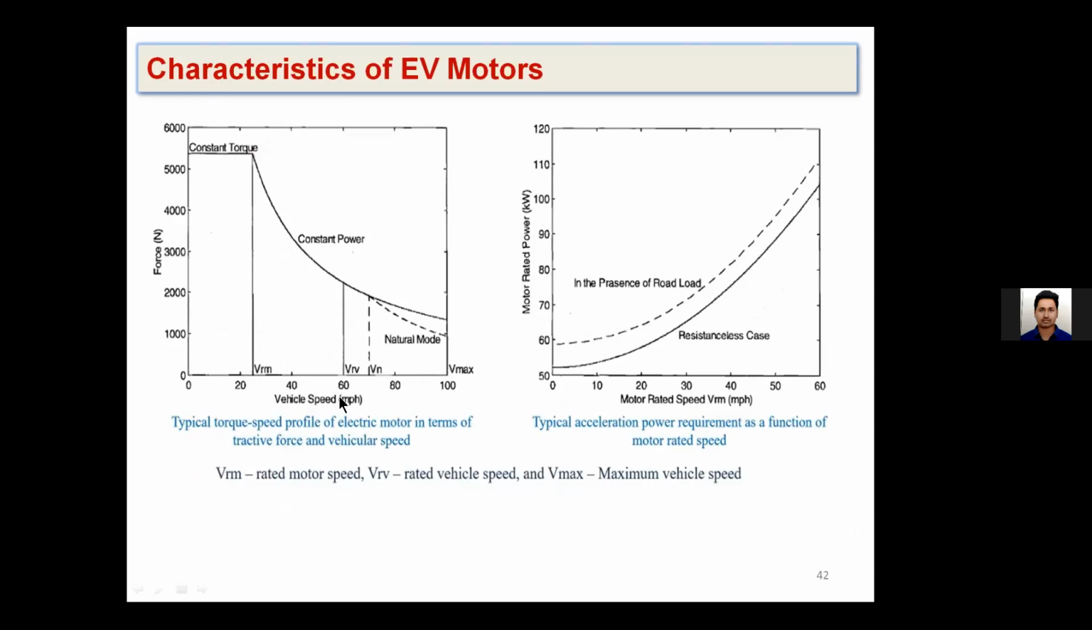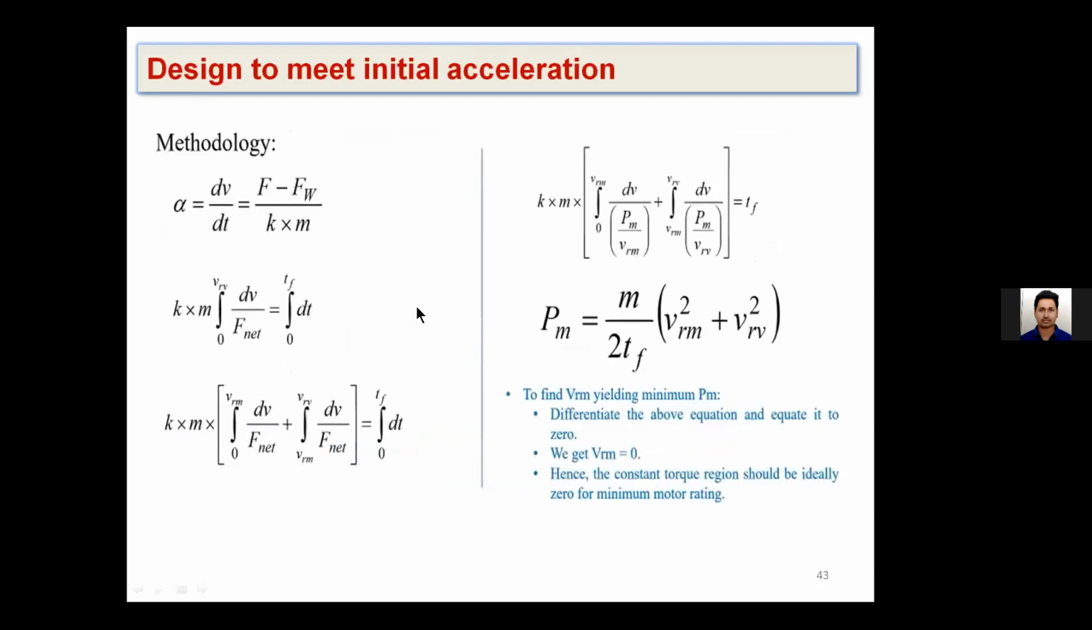What is the voltage that needs to be fed? What is the value of VRM? What is the rated voltage that is required? The ratio of constant torque to constant power plays a major role, so let us see in the next slide. In order to start the design criteria, we should design it such that it meets the initial acceleration. We know that alpha can be written as dv by dt, the rate of change of velocity, which can in turn be written as F by m, so (F minus Fw) divided by m, the mass.